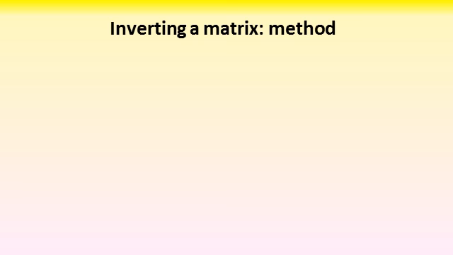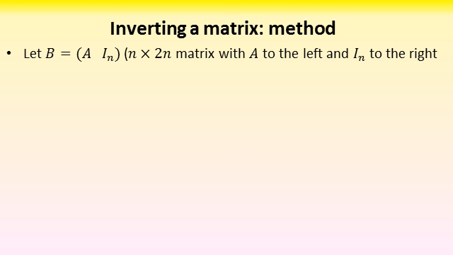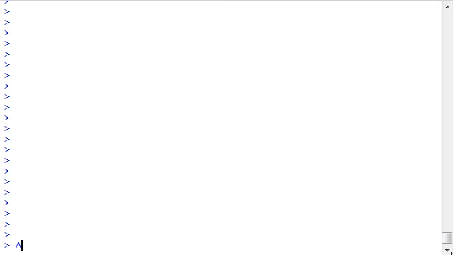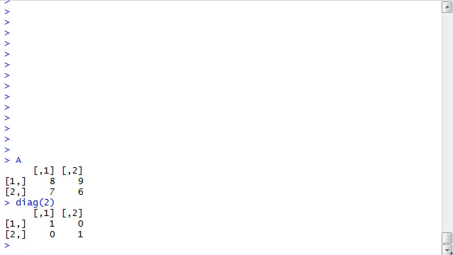What we do is we create a fake matrix called B. This fake matrix is constructed by first putting A to the left, and to the right of A we put the identity matrix. In R, for example, you can do that using the cbind function. So I have my A matrix and I have my 2 by 2 identity matrix, and I would like to create a matrix B which has A to the left and the identity matrix to the right. Then you just do B cbind, to the left A, to the right diag 2, like this.